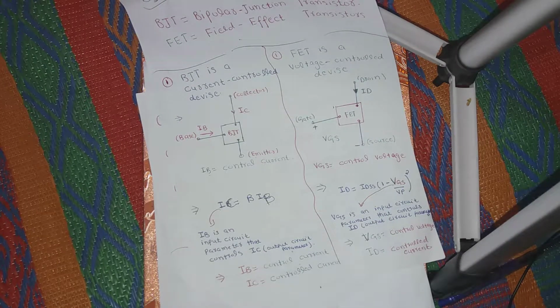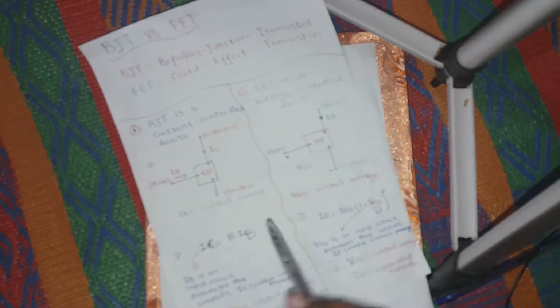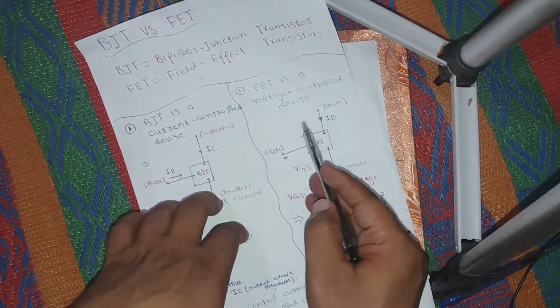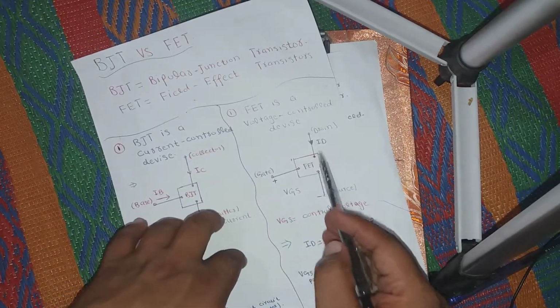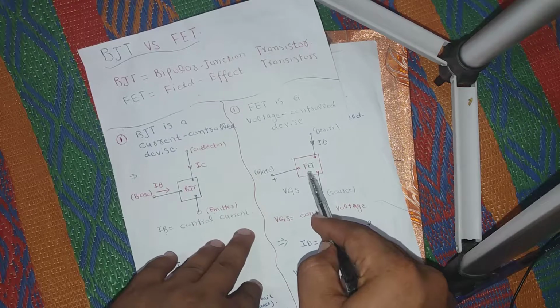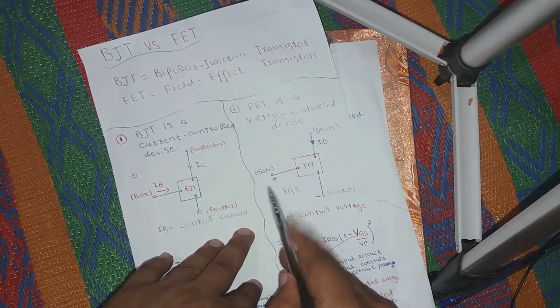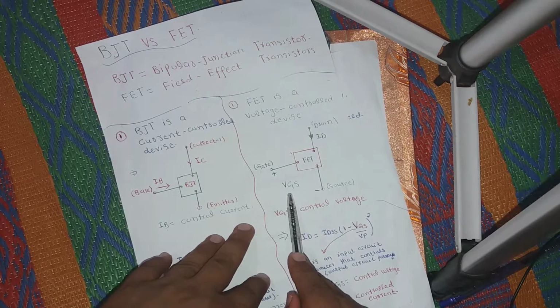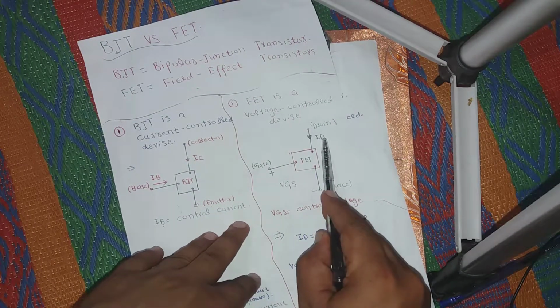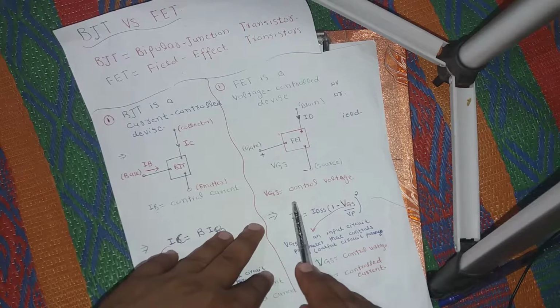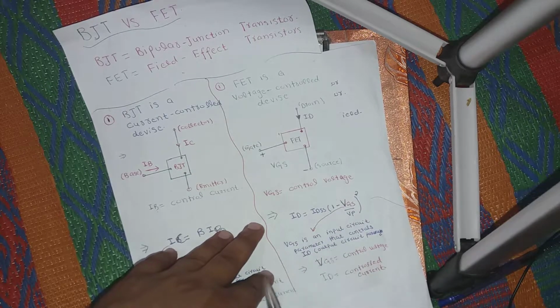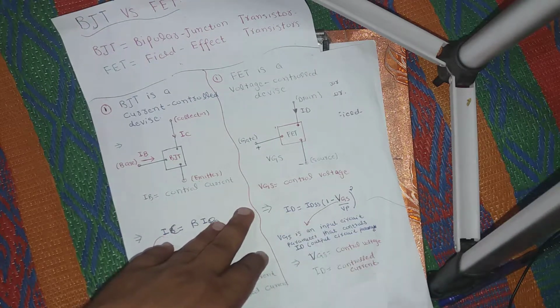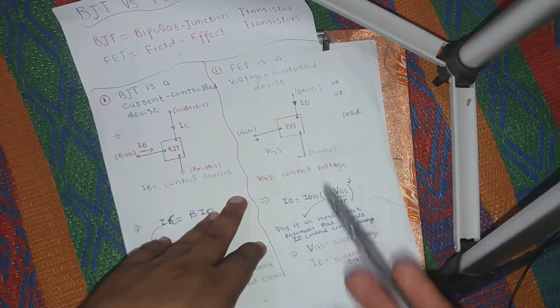Now let's talk about FET. FET is a voltage control device. To understand this, assume that this is an FET having three terminals: gate, drain and source. VGS is the input voltage and ID is the output current. Here you can see VGS is the control voltage. VGS is the voltage that controls the output parameter.